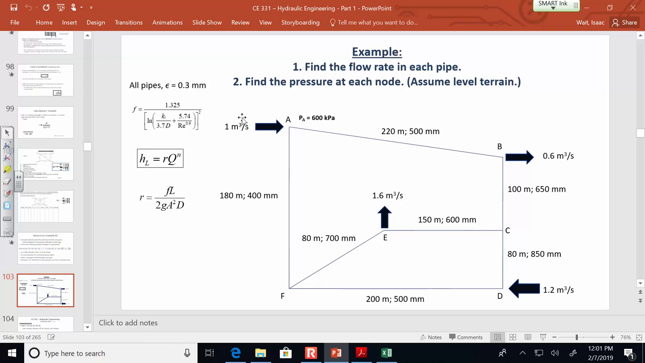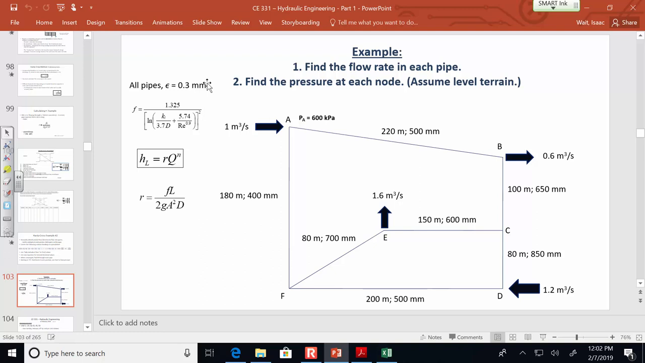Let's assume that all of these pipes have the same equivalent sand roughness of 0.3 millimeters. And what we want to do is find out the flow rate through each of the pipes. And then if we know the pressure at one of these control points at junction A, I'd like us to be able to calculate the pressure at each of the other junctions, assuming that their physical height is equal. And so all of the Z values are the same. How does the pressure change because of the losses?